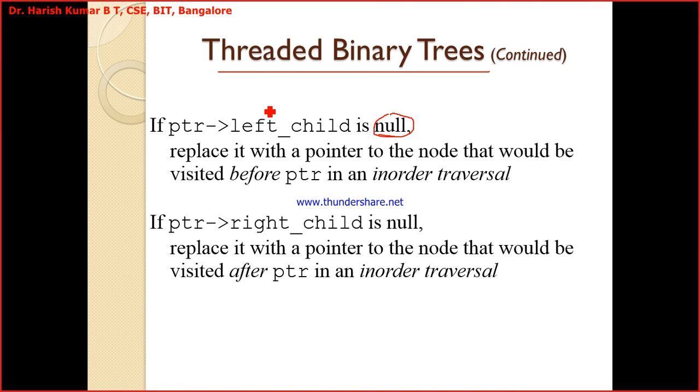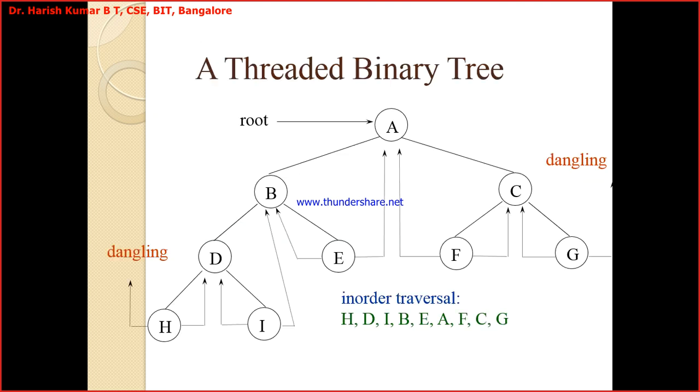Okay, so first write the in-order traversal. When you want to convert the null pointer of a left child, you should go for replacing that with the node that would be visited before the pointer in an in-order traversal. And similarly, when you want to convert the null pointer of a right child, you should go for replacing that with the node that would be visited after the pointer in the in-order traversal. So I have the example here, I'll show you.